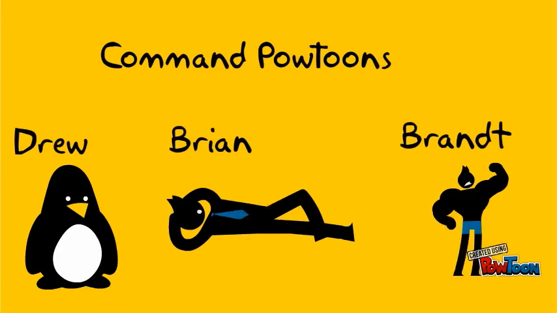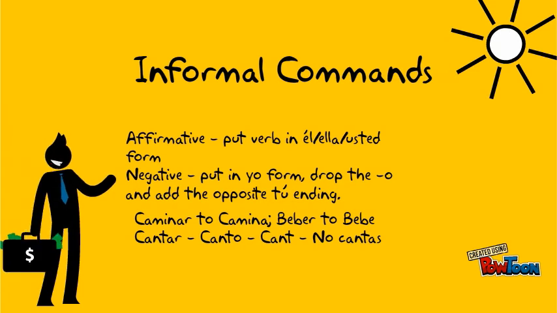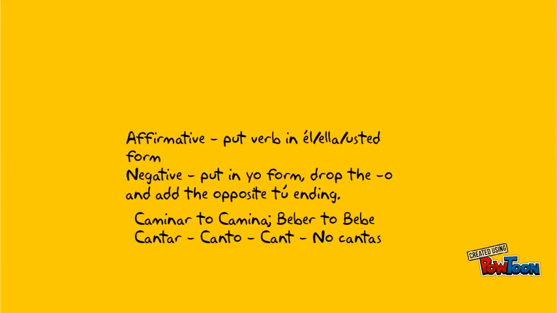Informal affirmative commands are formed in one simple step. Simply put the verb in the el, ella, usted form. For example, caminar will go to camina, and beber will go to bebe. When it comes to negative informal commands, there are more steps.